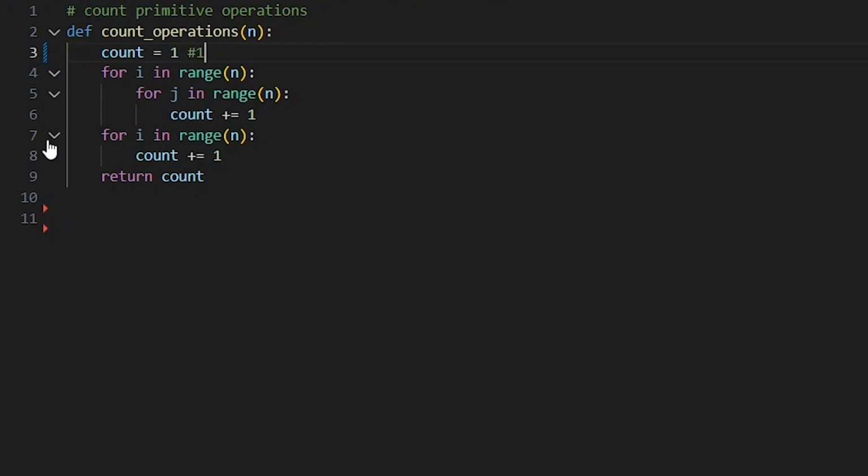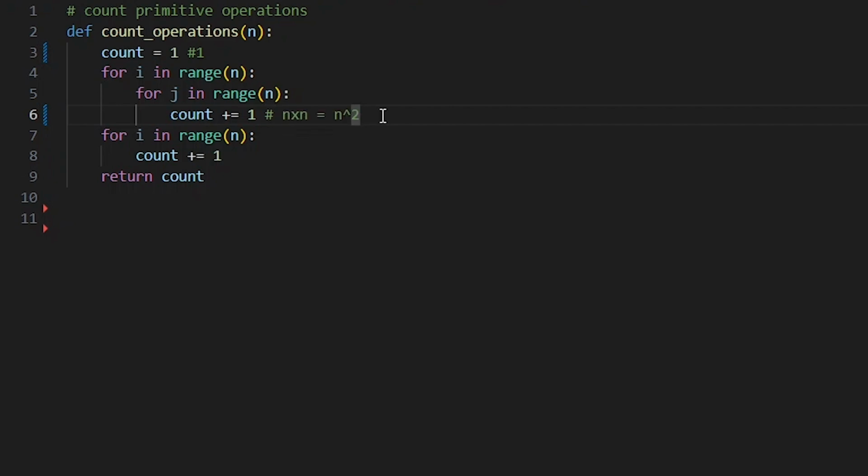Then we have a nested loop. The outer loop runs n number of times, and we also have the inner loop which runs another n number of times. So since the inner loop runs n times for each of the n iterations in the outer loop, the total number of operations from this nested loop is going to give us n raised to power 2, which is n times n. So this is what we have for the nested loop.